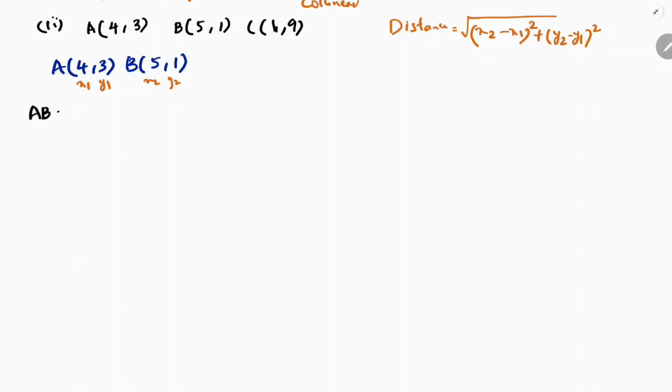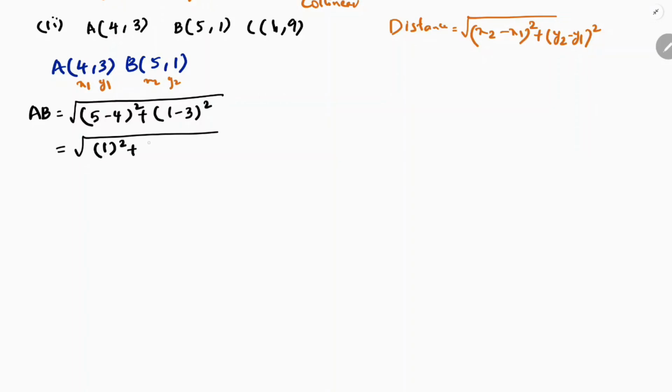Now if I find the distance for AB, here this is x1, y1, x2, y2. AB distance is 5 minus 4 whole square plus 1 minus 3 whole square. 5 minus 4 is 1, and 1 minus 3 is minus 2. So 1 square is 1, minus 2 whole square is 4, so it is root 5.